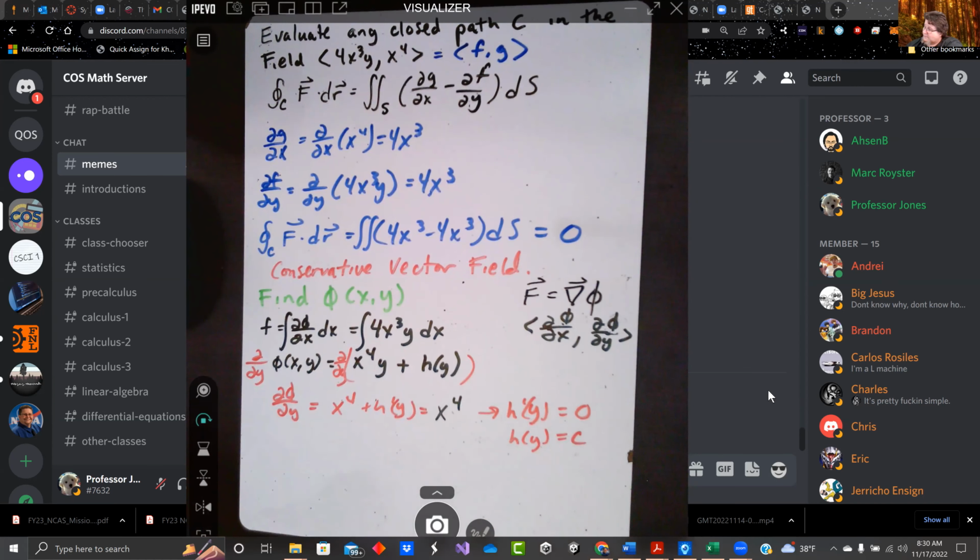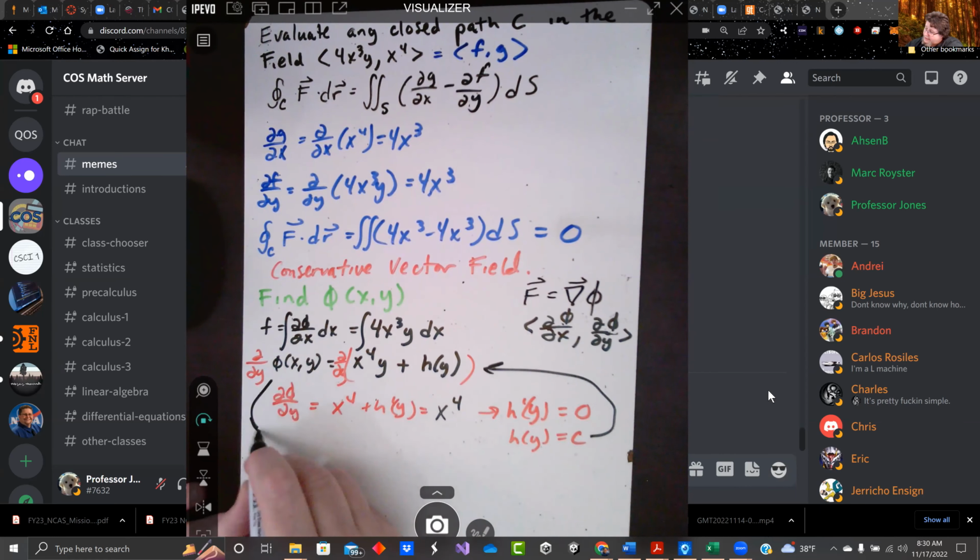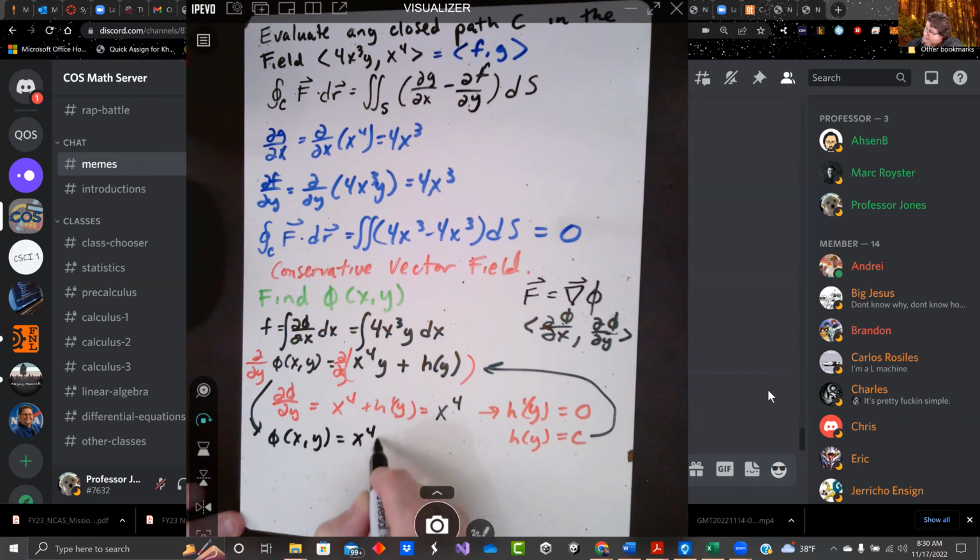And we'll plug that back in up here. And so we'll get phi of xy equals x to the fourth y plus some constant.